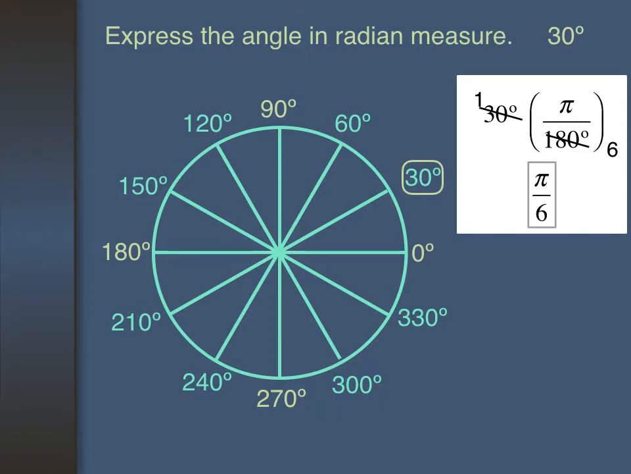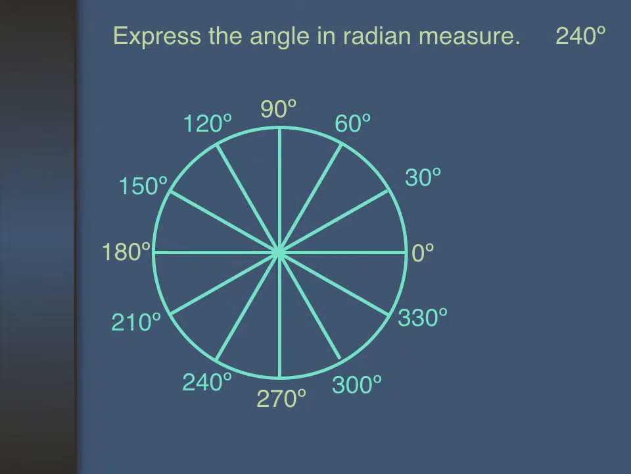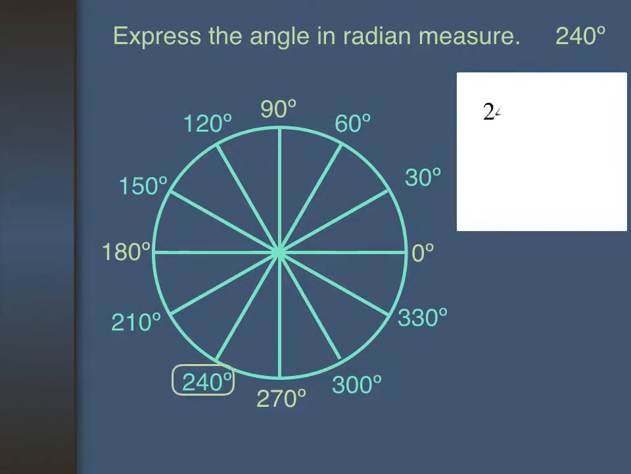We'll do another example: 240 degrees, to convert this to radian measure. I could start with my 240 and just multiply it by my conversion factor of pi over 180. It's always a good idea to cross cancel if you can. I can see that I can divide both 240 and 180 by 60.